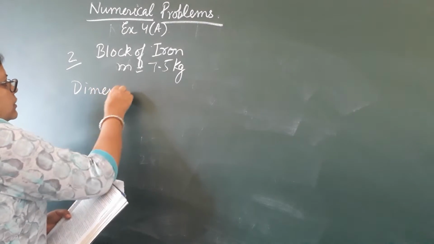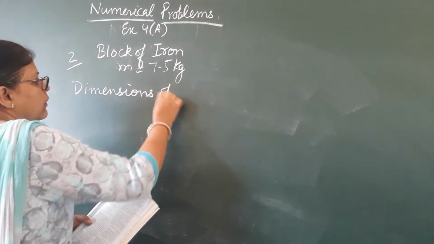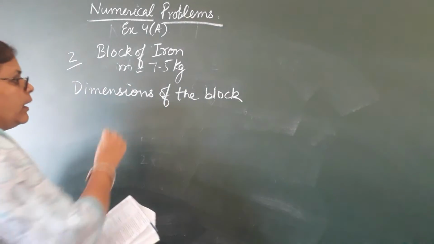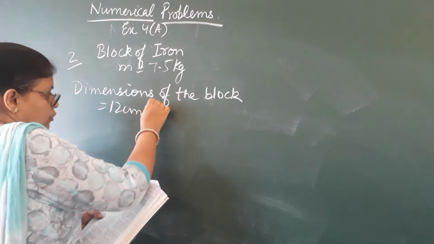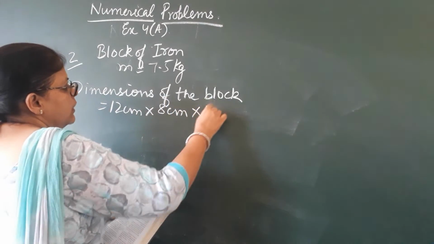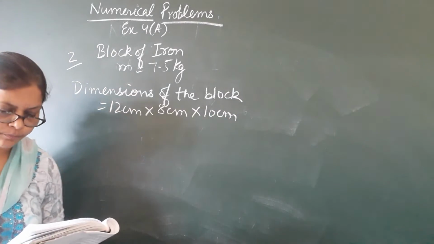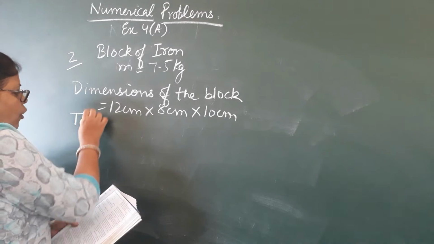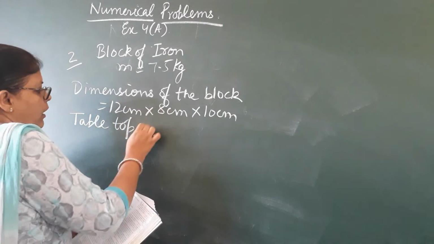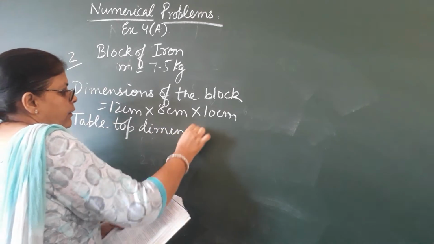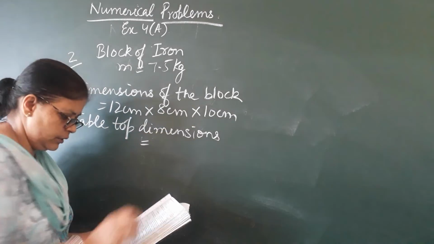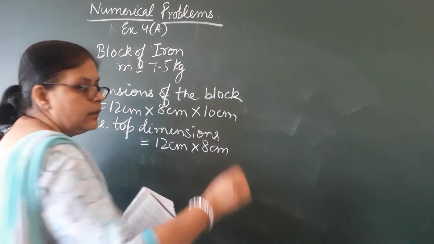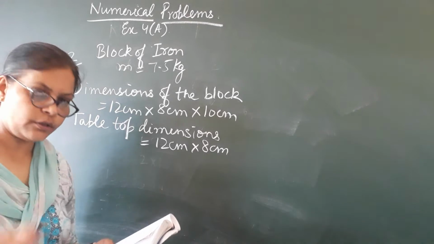The dimensions of the block are as follows. What are the dimensions of the block? They are 12 centimeters into 8 centimeters into 10 centimeters. It's given in the question. What else is given? The block is placed on a tabletop. So tabletop dimensions are also given to you. The tabletop dimensions are 12 centimeters into 8 centimeters. That is the tabletop dimensions. The block is placed on the tabletop.